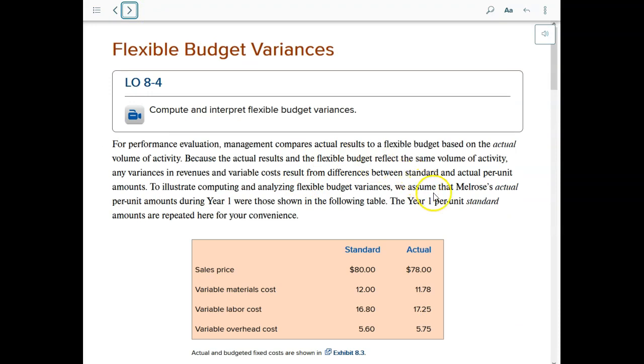Let's see, the flexible budget variances. What we have here is the standard or budgeted numbers compared to the actual numbers after you ended the year. So your selling price was only 78. You had planned for 80, it was only 78. Your materials cost, you had planned for 12, actually it was 11.78, a little bit lower. Variable labor cost, you had planned for 1680, it was higher, 1725 per unit, and variable cost per unit was a little bit higher.